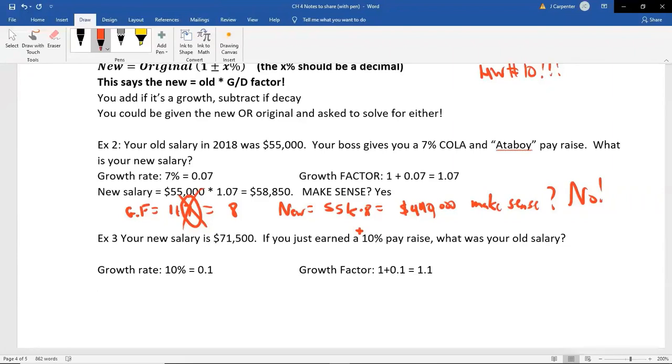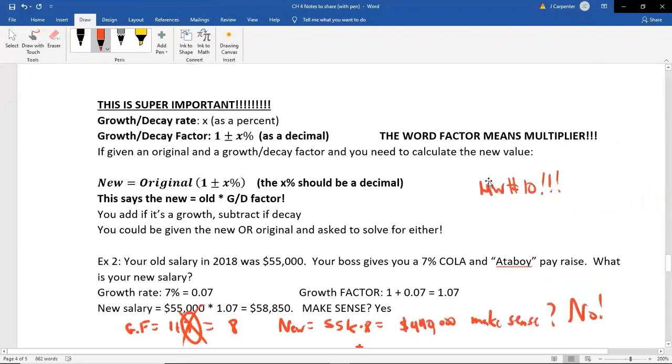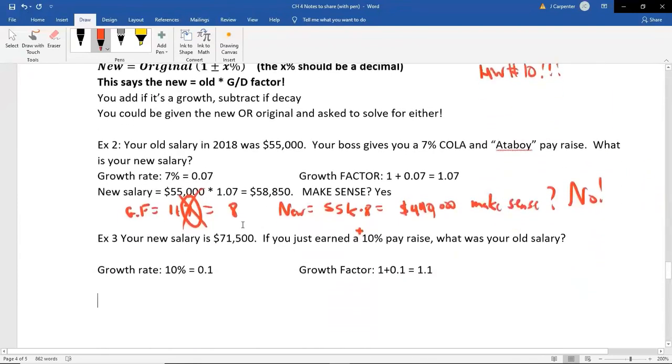So now we're using the equation new equals old times the growth or decay factor. But the 71,500 is not the old, it's the new.